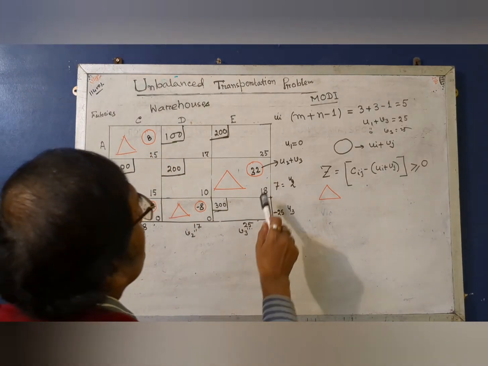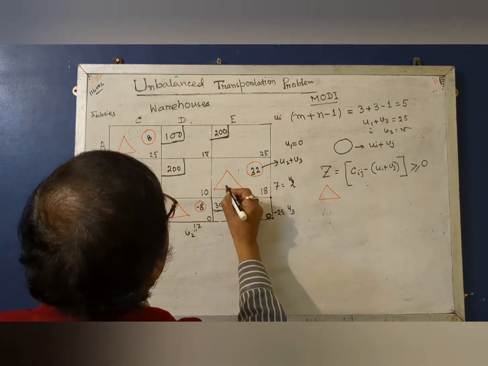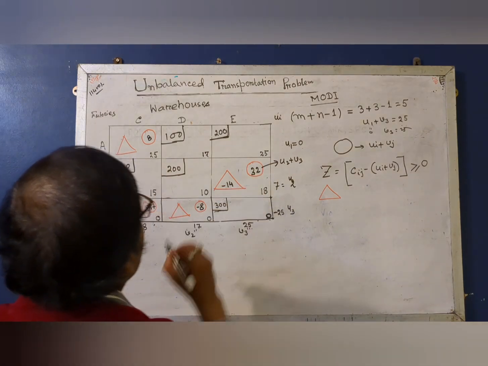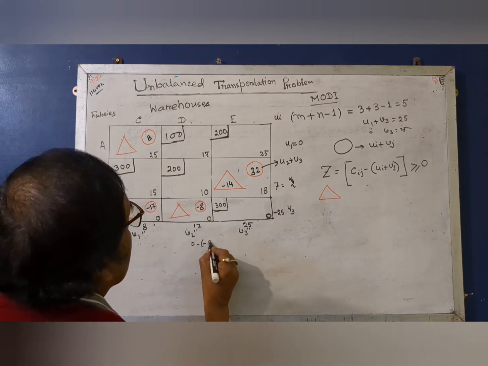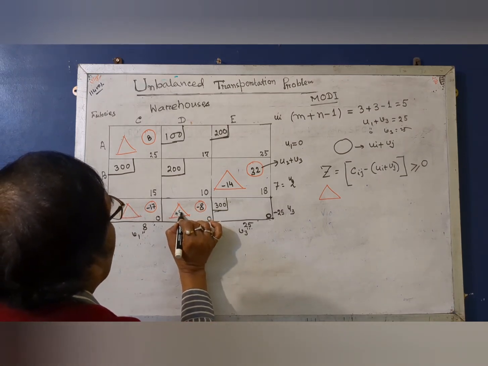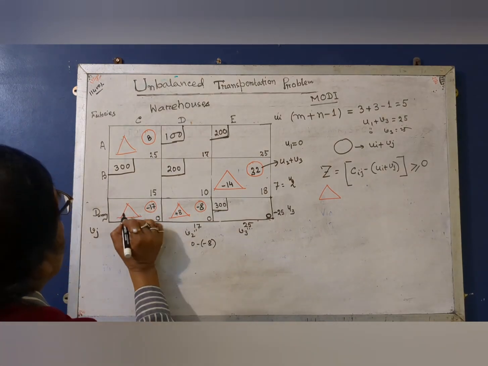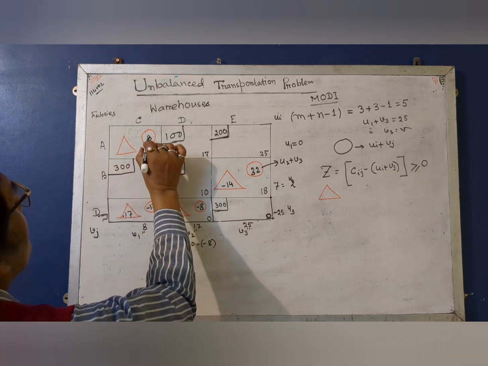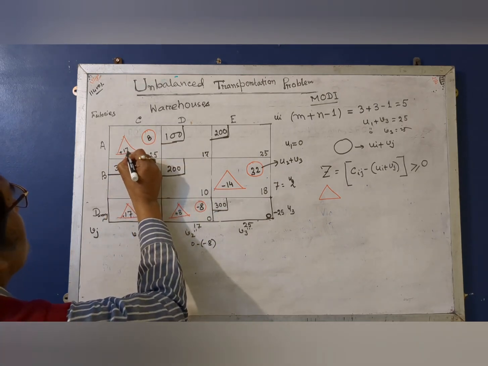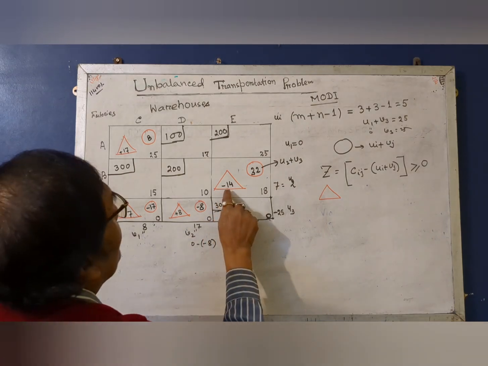So in this case, 18 minus 32. So how much is it? 18 minus 14. Then 0 minus of minus 8, that means plus 8. Then in this case, 0 minus of minus 17, that means this is plus 17. And in this case, 25 minus 8, that is plus 17. And you check all the values.